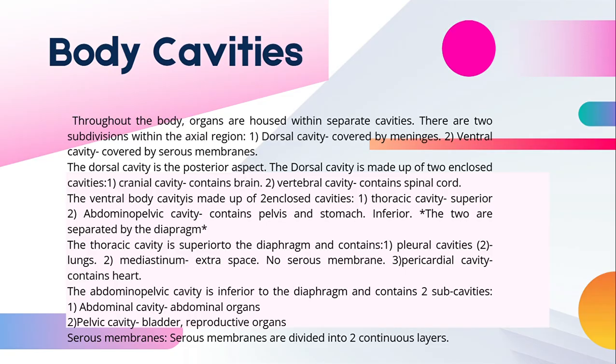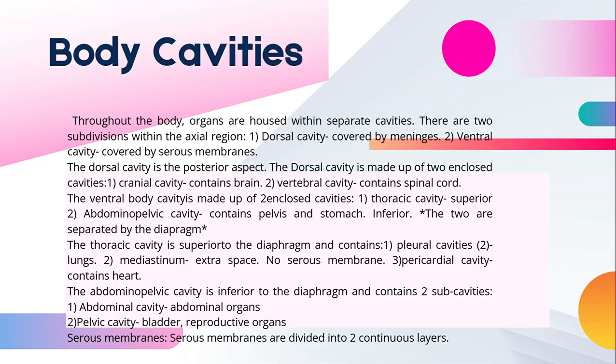The thoracic cavity is superior to the diaphragm and contains the pleural cavities, of which there are 2 for the lungs, the mediastinum, which is an extra space with no serous membrane, and the pericardial cavity containing the heart. The abdominopelvic cavity is inferior to the diaphragm and contains two subcavities: the abdominal cavity, which has the abdominal organs, and the pelvic cavity with the bladder and reproductive organs.